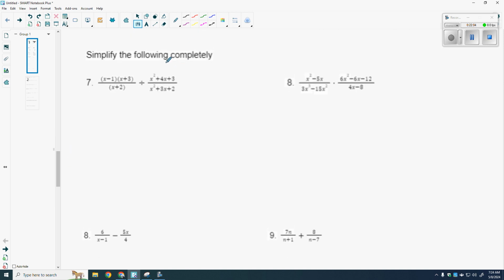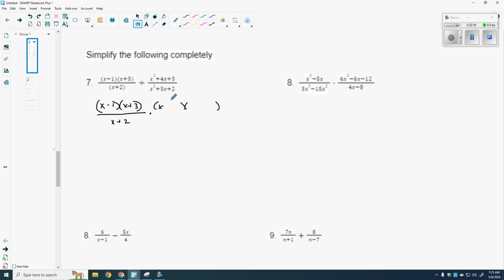All right, simplify. Division becomes multiplication. The left-hand side fraction is already factored, so I'm going to leave it alone. Remember, when we multiply, factor, factor, factor. You cannot do that right there. You must factor everything first. To divide by a fraction, you multiply by the reciprocal.